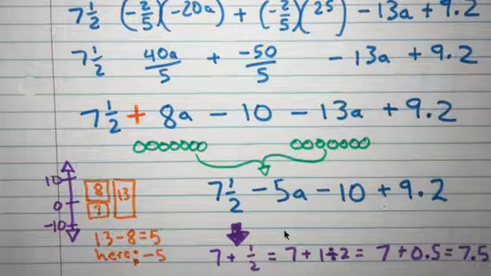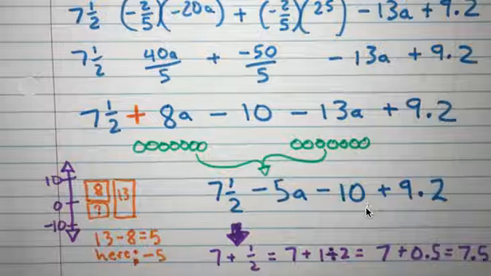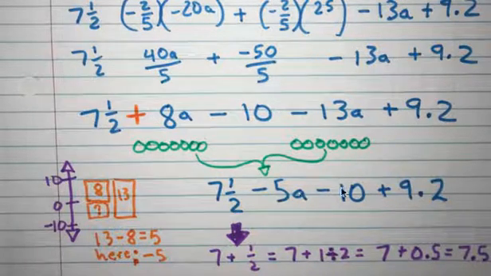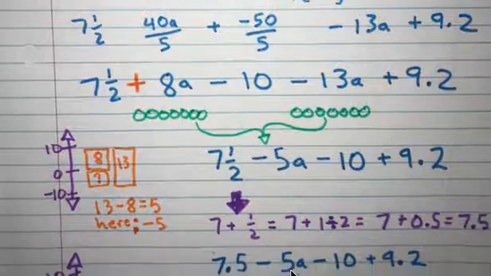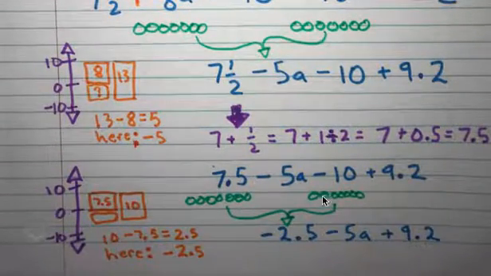All right, now what do we have to do? Well, we have 7 1/2 minus 10. Let's help ourselves out and convert this to a decimal. We know 7 1/2 is like 7 plus 1/2, which is the same as 7 plus 1 divided by 2. 1 divided by 2 is 0.5, because that's a half. So 7 and 1/2 equals 7.5. Now we have 7.5 minus 10.